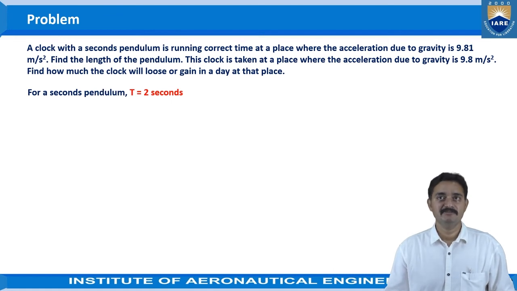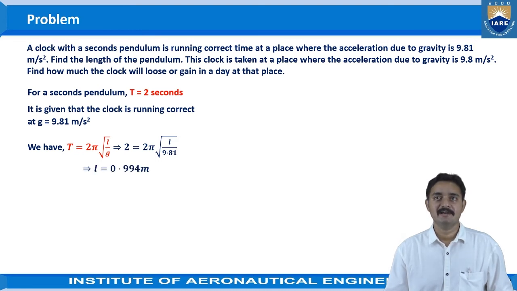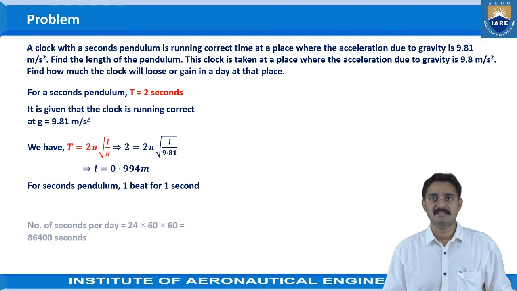Now for seconds pendulum, we know that T is equal to 2 seconds. It is given that the clock is running correct at g is equal to 9.81 meters per second square. So we have T is equal to 2 pi under root L by g, which implies 2 is equal to 2 pi under root L by 9.81, which gives the value of L as 0.994 meters.